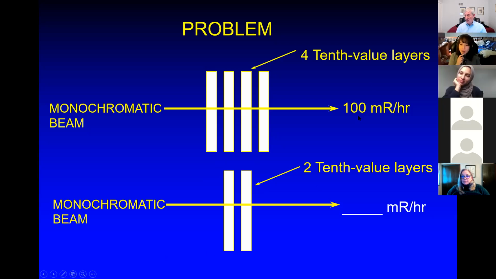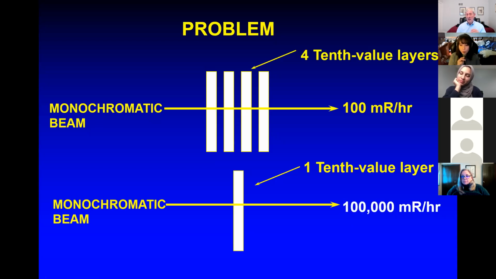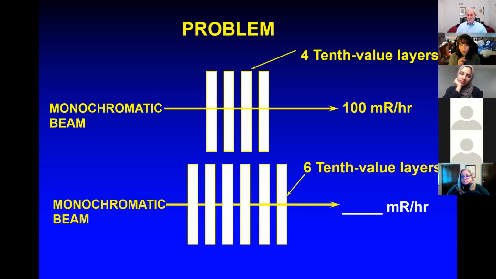It's going to go from 100 to 1,000 to 10,000. There's your answer. How about this? We took out 2 and it's 10,000. Let's take out another one. Now what's it going up to? 100,000. Going to just multiply by 10 again. There it is. Great.